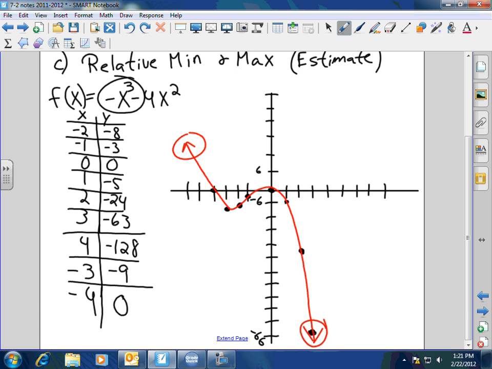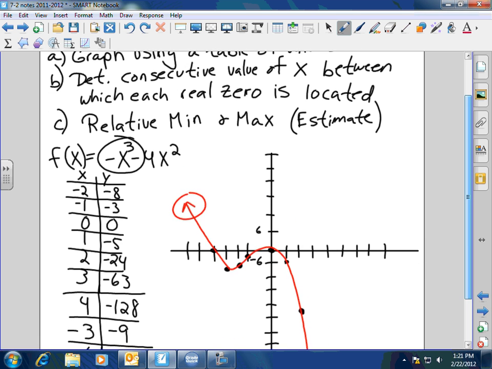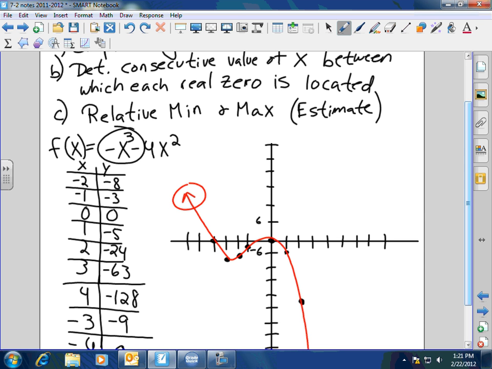What are my local max and my local min, my relative min and max? My local max, or relative max, is 0, 0. What about my min? What's my relative min or local min? Negative 3, negative 9. Very good.